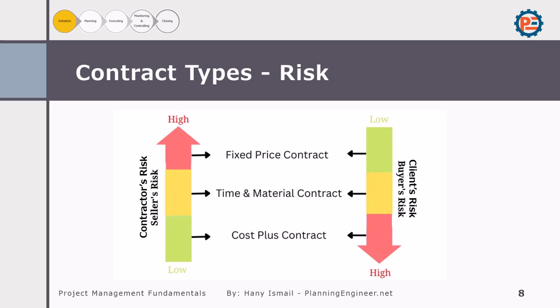From this shape, we can see that the fixed price contract has low risk for the client because they are going to pay a fixed amount of money whatever happens. And it is very high risk for the contractor because you don't know what unforeseen things they might face. On the other hand, the cost plus, as we agreed, is very high risk for the client and very low risk for the contractor. They are going to get paid anyway.